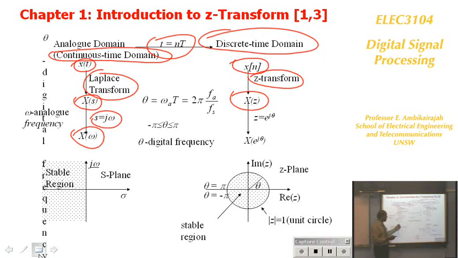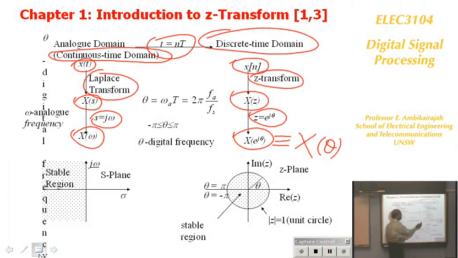Similarly here, if you substitute z equal to e to the j theta, you get X(e to the j theta). From now onwards, instead of writing X(e to the j theta), we will write X(theta), which is the same kind of representation as X(omega), X(theta). Theta is the digital frequency, remember? Theta is equal to omega T, which is 2 pi f over fs. So theta is less than or equal to pi, and greater than or equal to minus pi. Theta is known as the digital frequency.